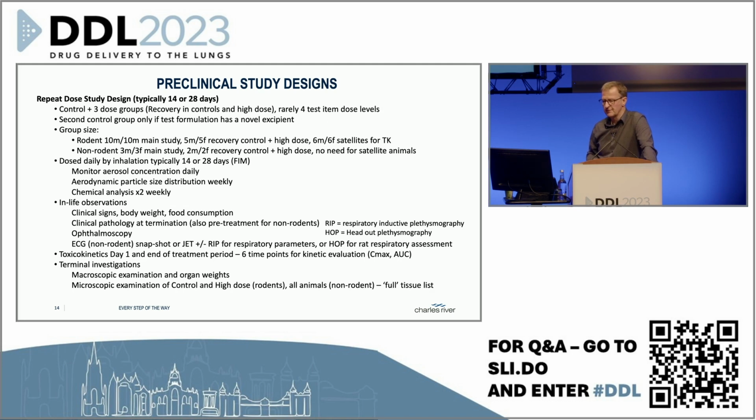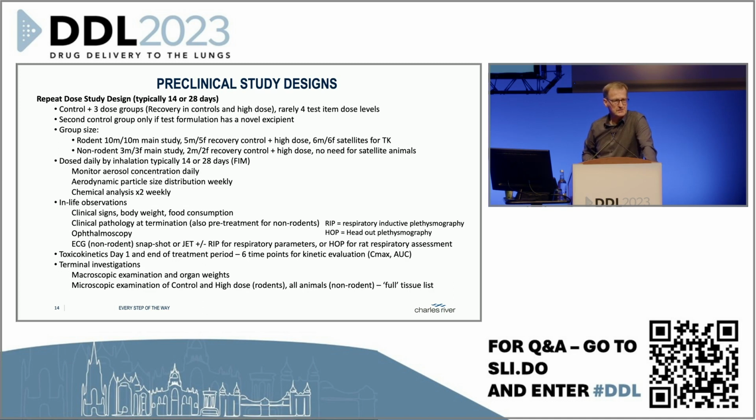ECGs are routinely done in the non-rodent, but not the rodent. And this can either be a snapshot ECG, or it can be something called JET, which is jacketed external telemetry. And this just allows more robust ECG evaluation over a 24-hour period. Now, the JET can also include RIP bands in the jacket to measure respiratory parameters. RIP is respiratory inductive plethysmography, and I guess the equivalent in the rodent would be head-out plethysmography.